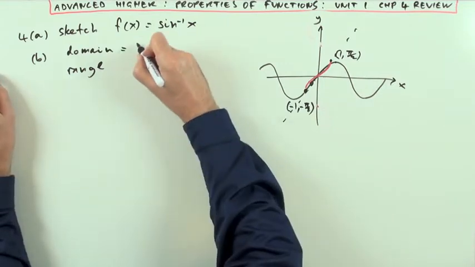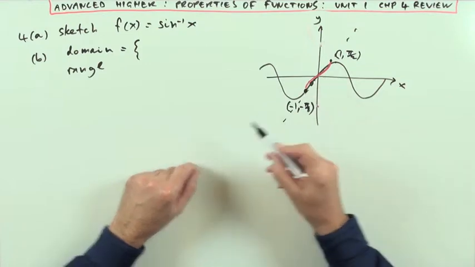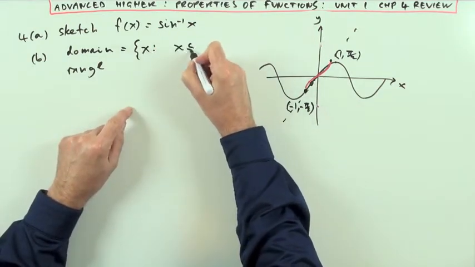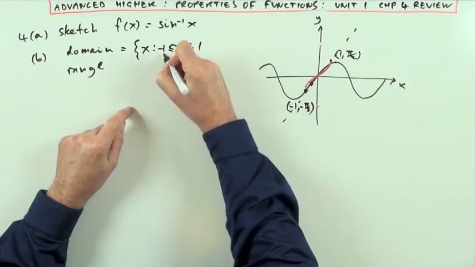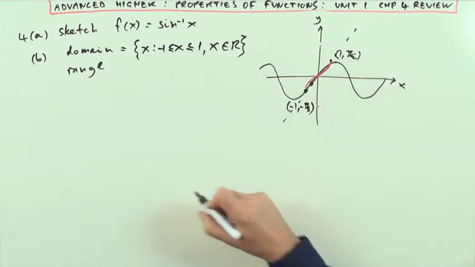So what's the domain? Well, the domain means what numbers can I put in? Well, I can put anything from negative 1 to 1. So that means it's going to be x such that x is less than or equal to 1, greater or equal to negative 1, and x can be anything you like, so all the real numbers.